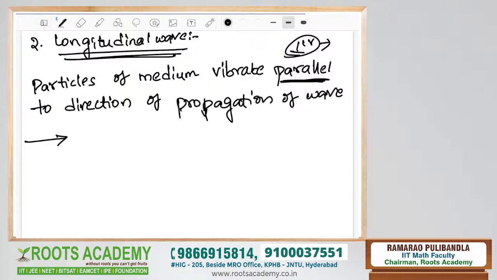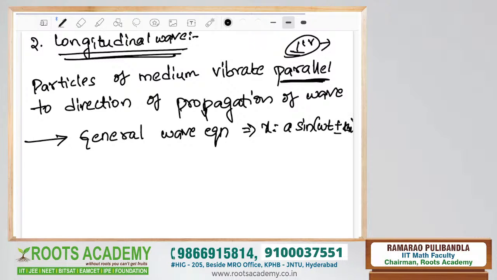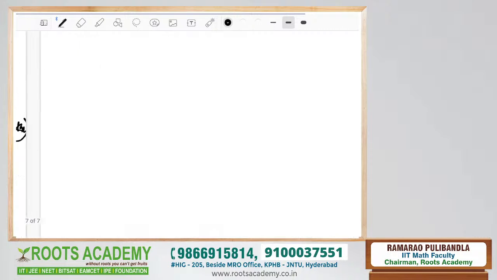And the general representation of this longitudinal wave, simply we can say the representation of the wave equation, is x equals a sine omega t plus or minus kx. So this is the general wave equation for longitudinal waves. An example of longitudinal waves could be sound waves in gases. Sound waves in gases are nothing but longitudinal waves that vibrate parallel to the propagation of the wave. So now we'll discuss the progressive wave.